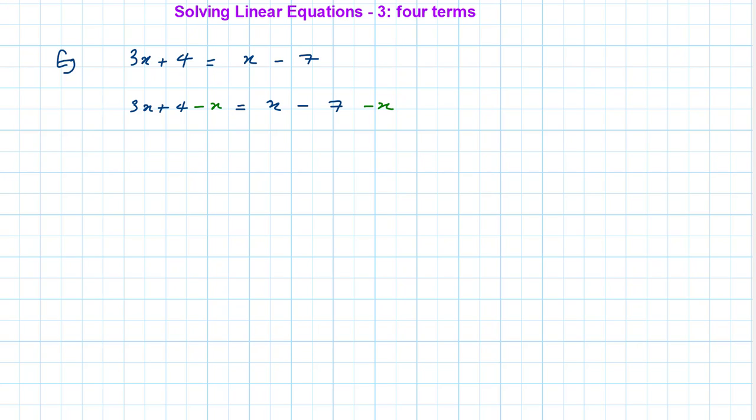So by subtracting x from both sides of the equal sign, I'm left with 2x plus 4 on the left-hand side and just negative 7 on the right-hand side. Now what you will see is to solve that, we just solve that exactly the same way that we've done with the previous videos. So subtract 4 from both sides and then divide it by 2, and there we have our answer.